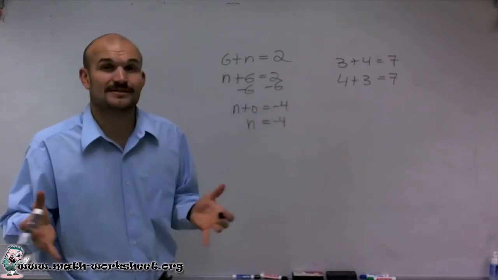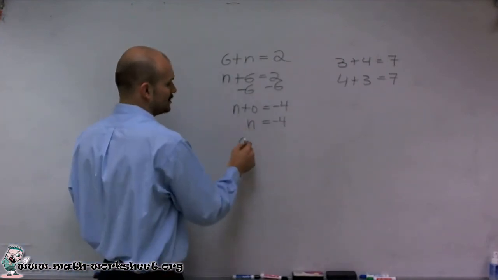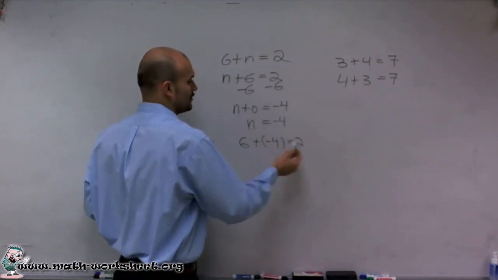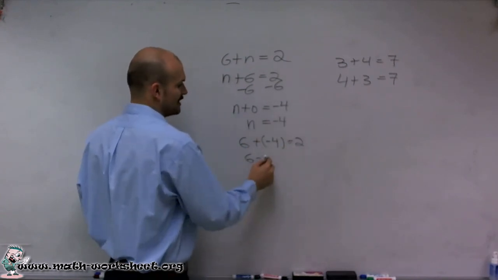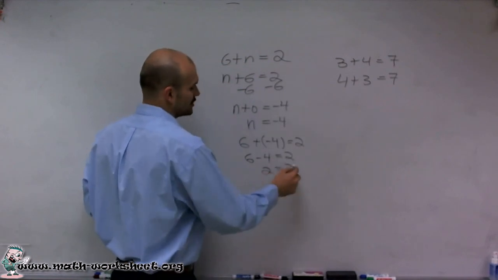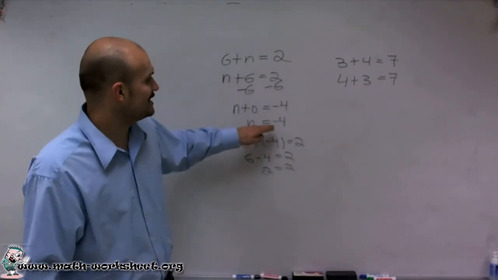Now, just to double check to make sure my answer is correct, I can always plug in the value of n back into the original equation. So I have 6 plus negative 4 equals 2. I can eliminate my parentheses and just rewrite this as 6 minus 4 equals 2, therefore 2 equals 2. Ensuring that I solved the problem correctly, I do know that when n equals negative 4, my statement is true.